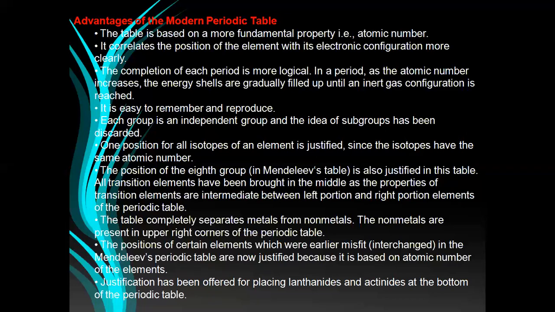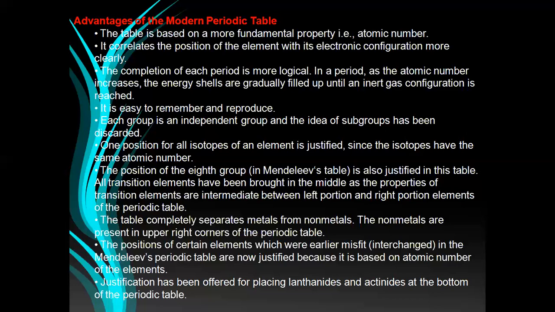Next, in the Mendeleev periodic table there was no proper place for isotopes, but this periodic table has a position for the isotopes. So Mendeleev's periodic table is justified in the modern periodic table. Same for the hydrogen element: the hydrogen element has a specific place in the modern periodic table. This is also justified in Mendeleev's periodic table.